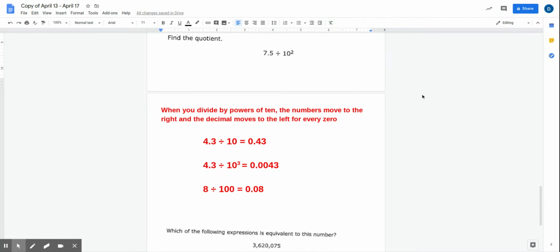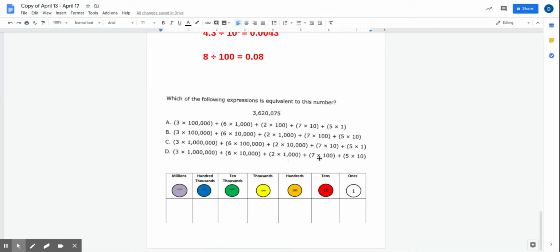The next one, and the last one, which of the following expressions is equivalent to this number? You just have to think about the place value of each number to figure this out. The 3 is followed by 6 other numbers, so I know it's in the million place value. The same thing would be said for 3 times 1 million. The 6 has 5 zeros after it, so it would be in the 100 thousandths, which would be the same as saying 6 times 100,000. Continue on with the rest of your numbers, and you will find your answer.